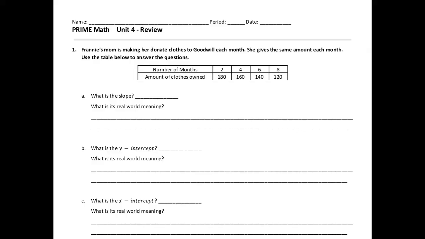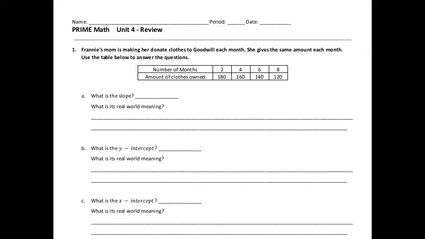Use the table to answer the question. So, this is number of months, okay? After 2 months have passed, she owns 180 clothes. After 4 months have passed, she owns 160. After 6, 140, and then 8.